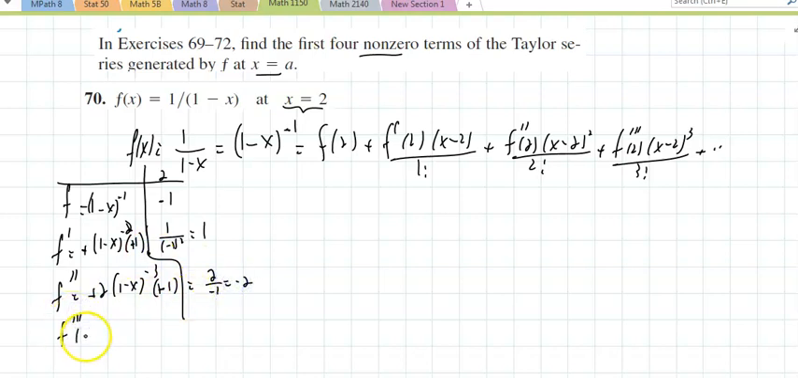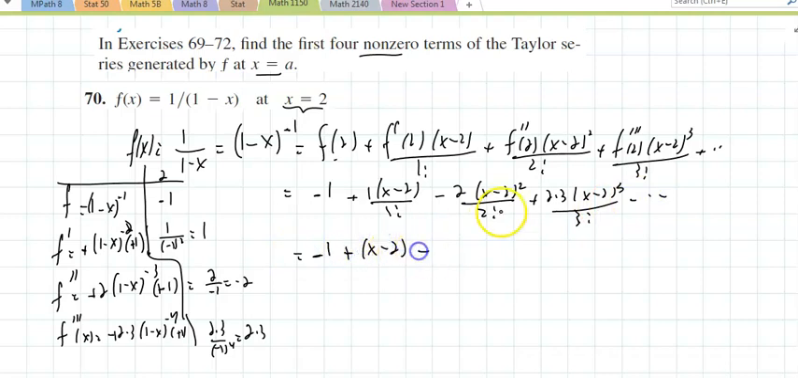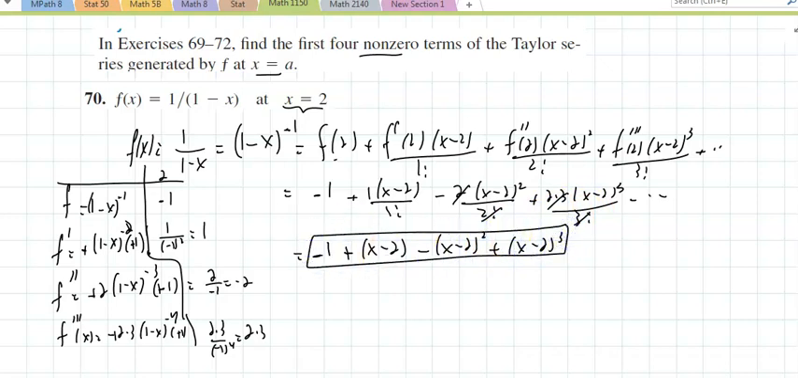and one more. Triple prime of x, that is negative 2 times 3 times 1 minus x to the negative 4 times negative 1, so that's positive. That's going to be 2 times 3 over negative 1 to the 4th, which is 2 times 3. So basically, this is f of 2 plus 1 times x minus 2 over 1 factorial minus 2 times x minus 2 squared over 2 factorial plus 2 times 3 x minus 2 cubed over 3 factorial minus, the list goes on, that's negative 1 plus x minus 2 minus, those cancel out, x minus 2 squared plus, those cancel out, x minus 2 cubed. And there it is. There are other ways I could do this, but we're just following directions.